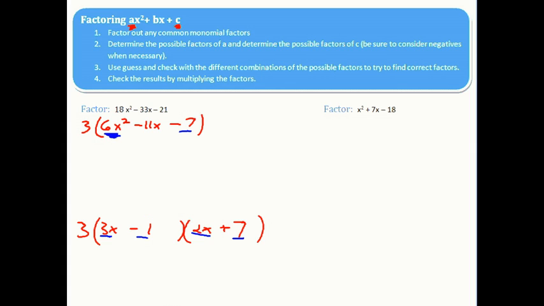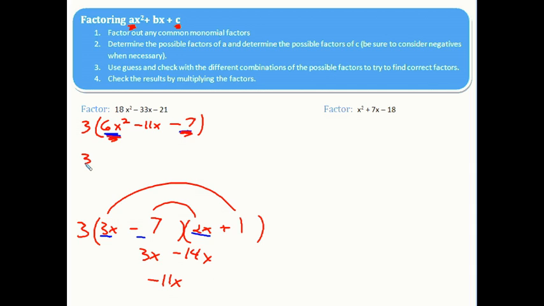So let's try switching 1 and 7. So we'll put 7 here and 1 over here. Again, the 6x squared and the negative 7 we already know will work. We need to check these two, so that's 3x, and this is negative 14x, which gives us negative 11x, and that is what we wanted. So this solution is correct, so let's just rewrite it. Our answer is 3 times 3x minus 7 times 2x plus 1. If we multiplied that back out, we would get our original right here.